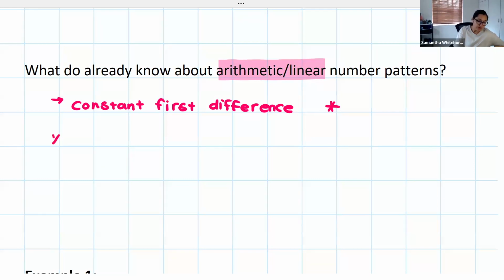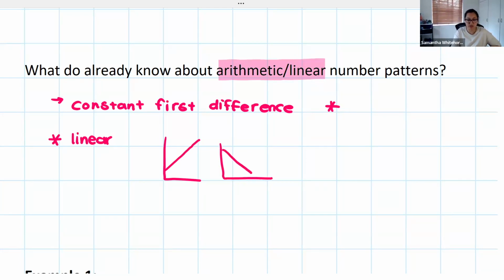As the name also sort of gives away, if we were to graph this out, or if we were to imagine a visual representation of arithmetic or linear sequences, it would be linear. And this goes back to that constant first difference. If you're adding the same thing each time, if you were to draw a graph, it would be a perfectly straight line. If you were subtracting the same value each time, again, it would be a straight line.